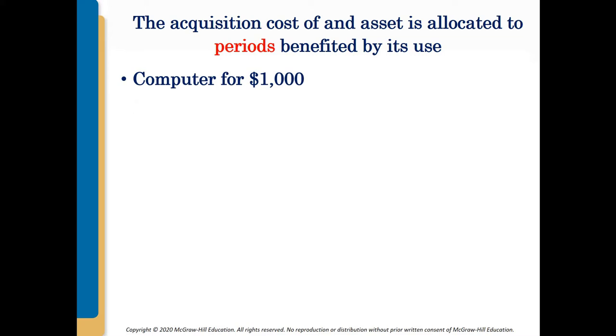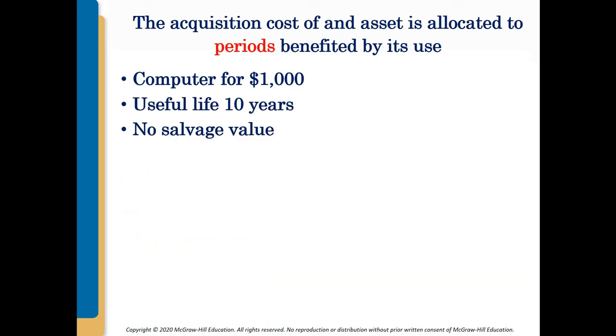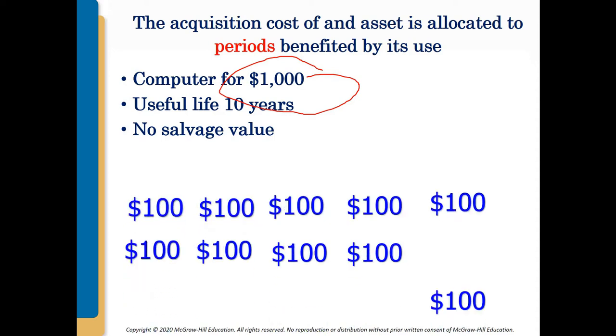Say, for example, we purchased a computer for $1,000 and the expected useful life is 10 years. And there is no salvage value after the useful life. So if we allocate this 1,000 over the useful life of the asset, meaning over the 10 years, every year we will be allocating $100. So every year the depreciation of the computer will be $100.